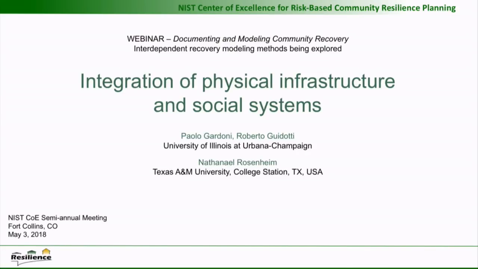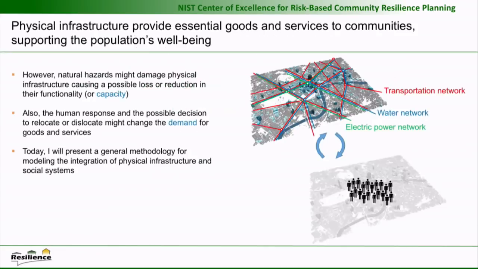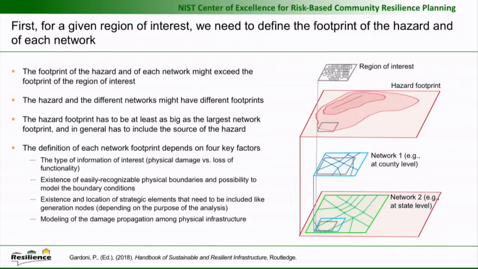Thank you, Professor Vandelin. In this portion of the presentation, I will talk about the integration of physical infrastructure and social systems. I will explain why it is important to model such integration and how this can be done in a mathematically rigorous way. Physical infrastructure provides essential goods and services to communities, supporting the population's well-being. However, natural hazards might damage physical infrastructure, causing a possible loss or reduction in their functionality or capacity. Also, the human response and the possible decision to relocate or dislocate might change the demand for goods and services. Today, I will present a general methodology for modeling the integration of physical infrastructure and social systems.